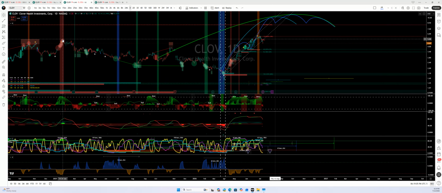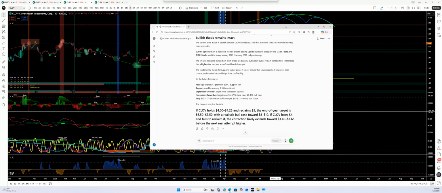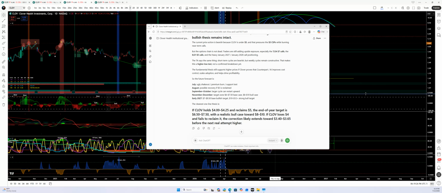November, December, target zone $6.50 to $7.50 base case, $8 to $10 bull case. Early 2027, $7.950 base bullish target, $10 to $12 plus strong bull target. The cleanest one-line thesis is, if CLOV holds $4.425 and reclaims $5, the end-of-year target is $6.50 to $7.50, with a realistic bull case toward $8 to $10. If CLOV loses $4 and fails to reclaim it, the correction likely extends toward $3.40 to $3.65 before the next real attempt higher.